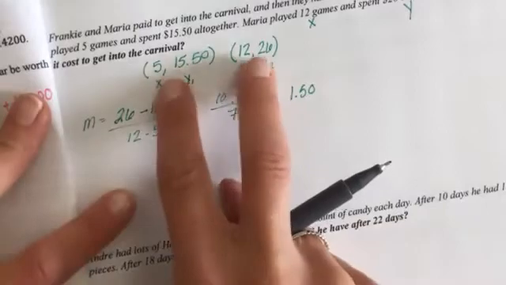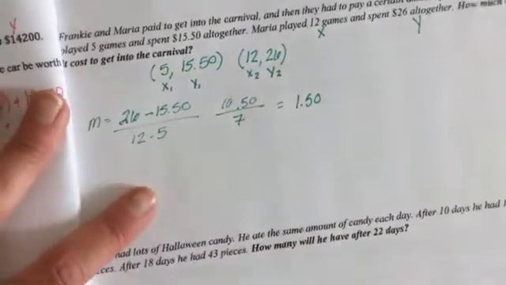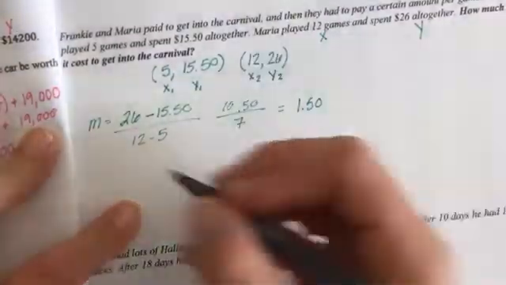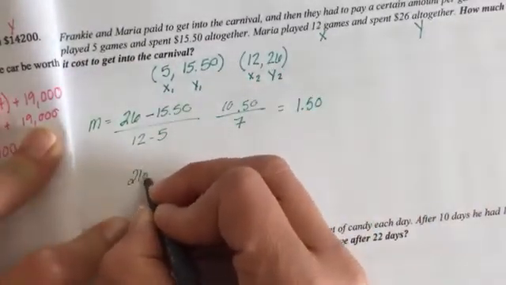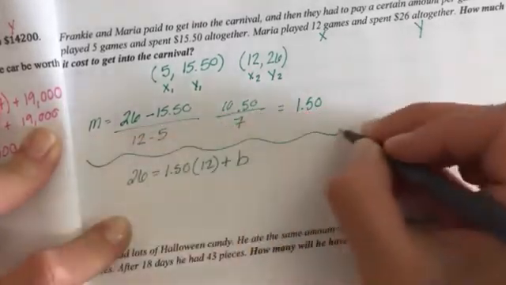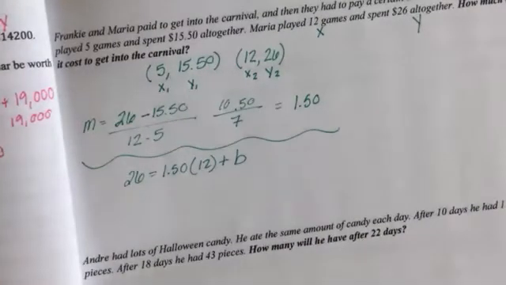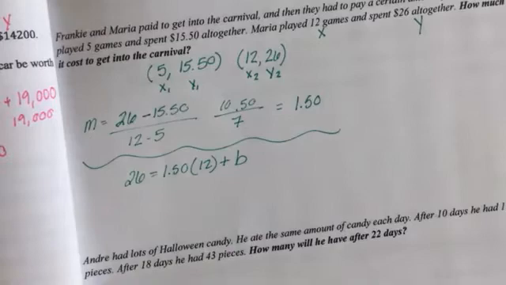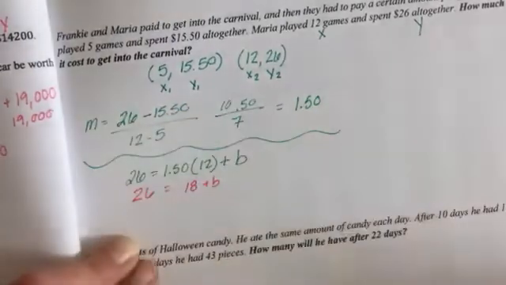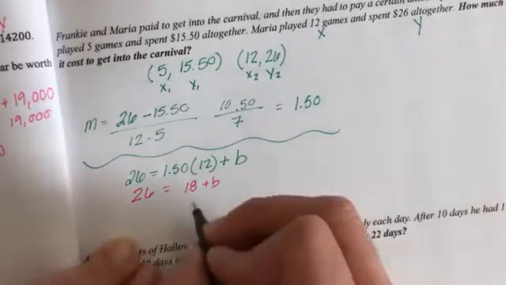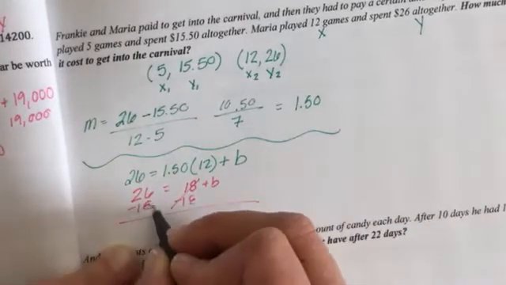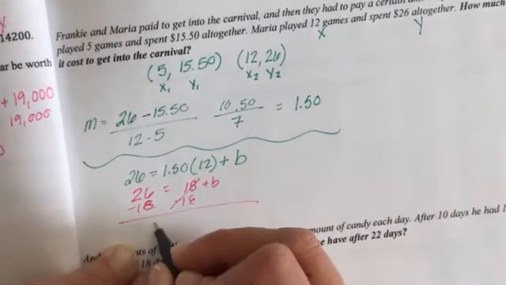So you can pick one of those ordered pairs to be fair, I always choose the ordered pair that doesn't have a decimal or doesn't have a negative. I try to look for the easier route. So if I were to plug this in, I would have 26 equals $1.50 times 12 plus B. Okay, so 1.50 times 12, 6 times 3 would be 18. And then I subtract 18 from both sides. And 26 minus 18 would be 8.